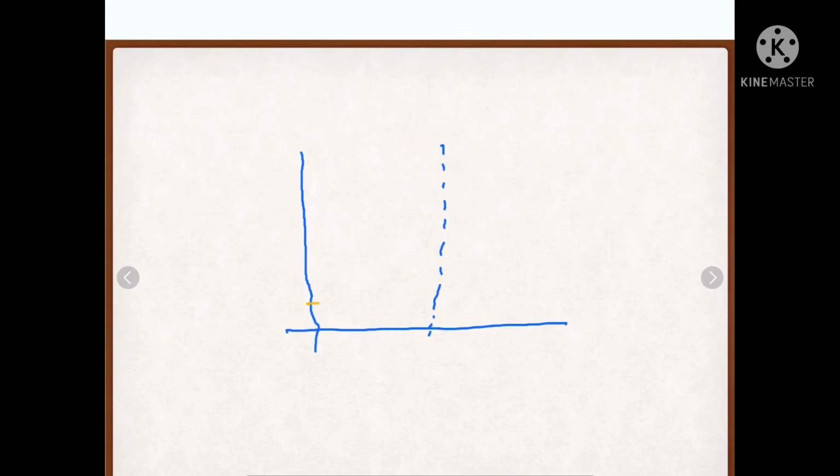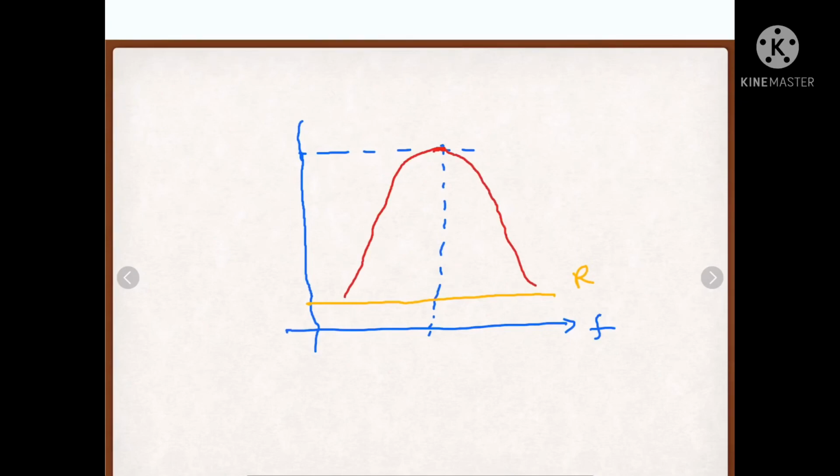Okay, so very first we will draw the graph for resistance. It will be a normal horizontal line, as the value of resistance will not vary, it will be a constant. Okay, then let's draw for current. It will be maximum at resonance and it will decrease on both sides. So this is your current.